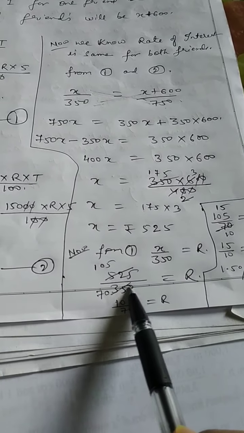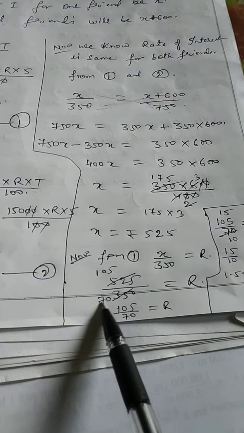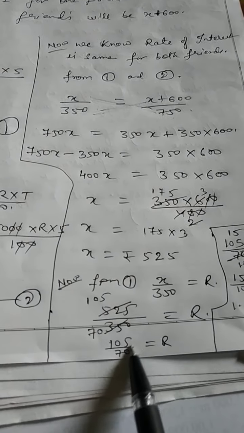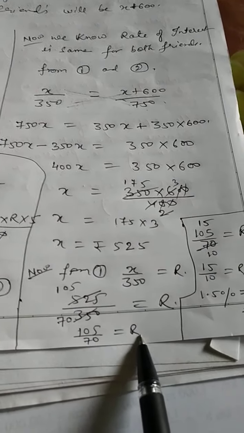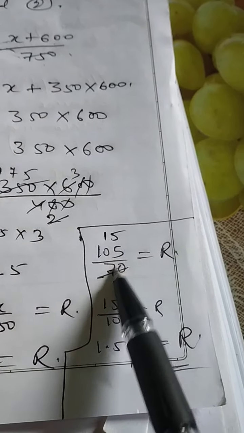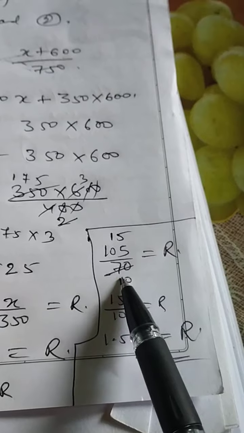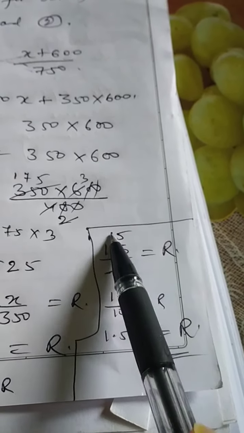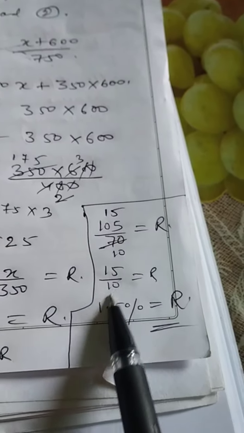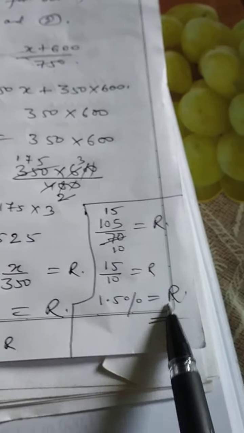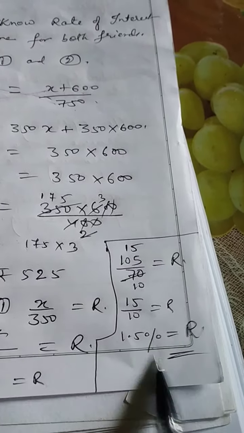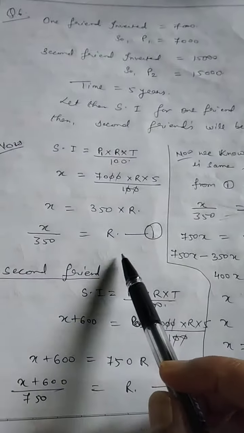525 by 350. If you cancel it out by the table of 7, we will get 105 by 70 is equal to the rate. Cancelling again by the table of 7, 7 tens are 70 and 7 fives are 35. 15 by 10 we will get. 15 by 10 means 1.5% rate we can get here. Got it?